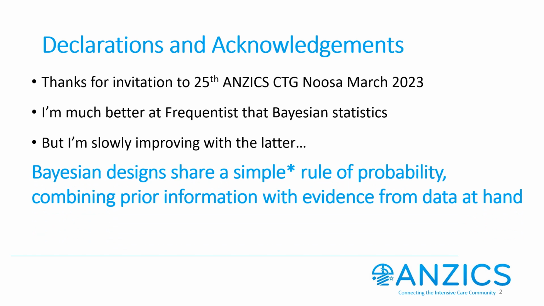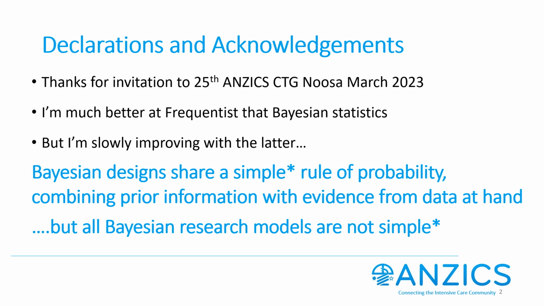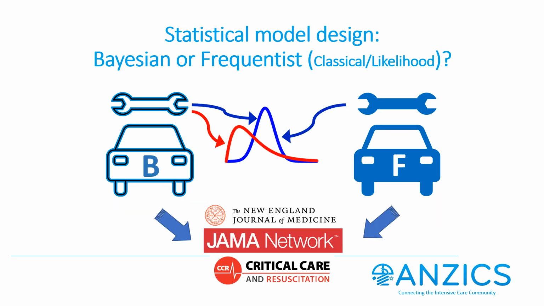Many of the Bayesian designs that we want to know about share a particularly simple probability structure, and that's an emphasis today. And that combines the prior information with the evidence that we have in front of us from our trial, the data to hand. But you already know that Bayesian research models are often not simple. I nevertheless want to talk about two statistical vehicles to get us down the road.